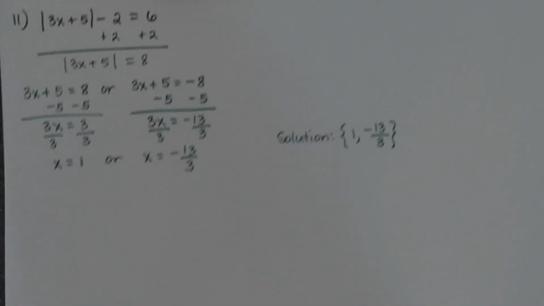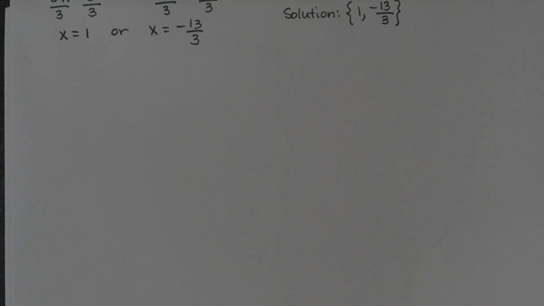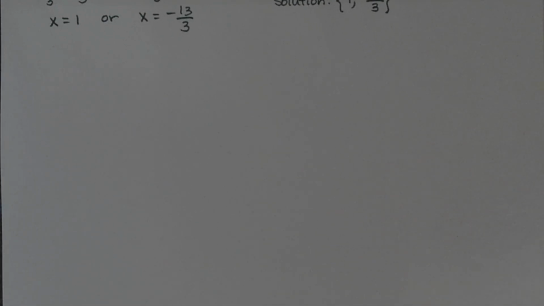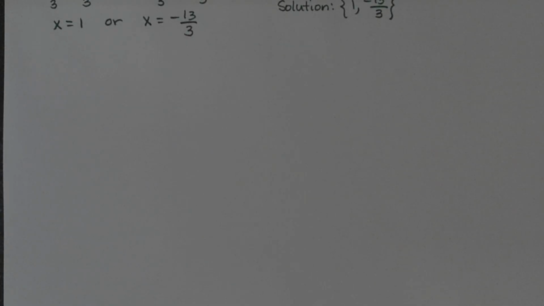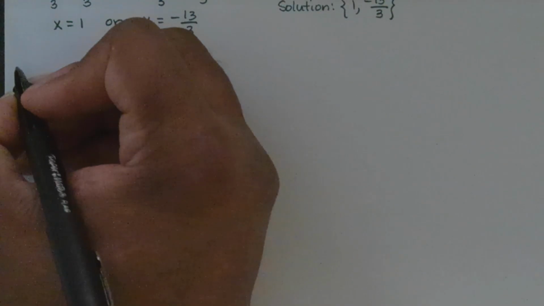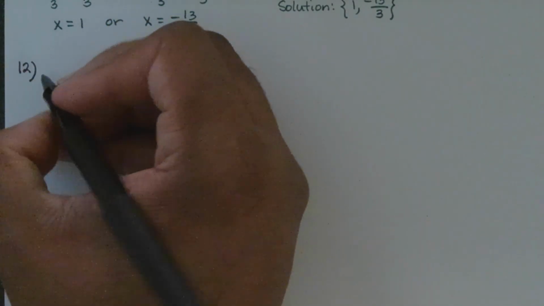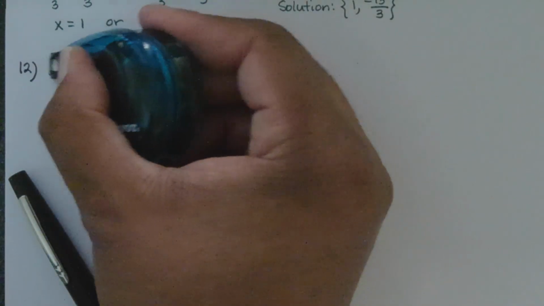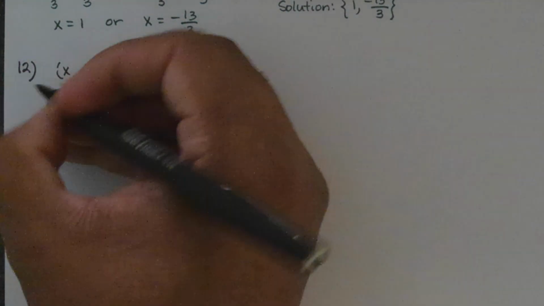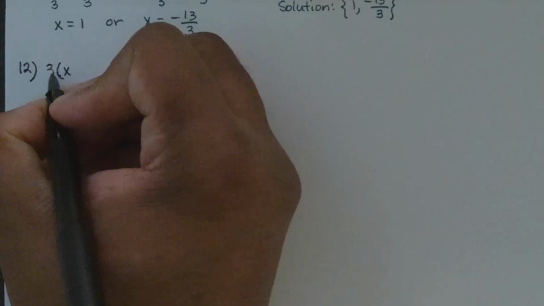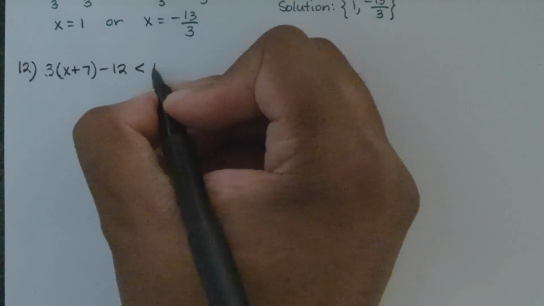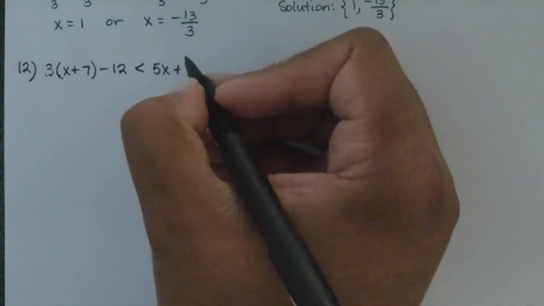All right, number 12 through 15, we know we're going to have to write the solution set in interval notation. Also, we're going to have to graph the solution set on a number line. You'll be provided number lines on your exam. So in problem number 12, it's just a regular inequality. Here we got 3 times the quantity x plus 7, then minus 12 is less than 5x plus 1.